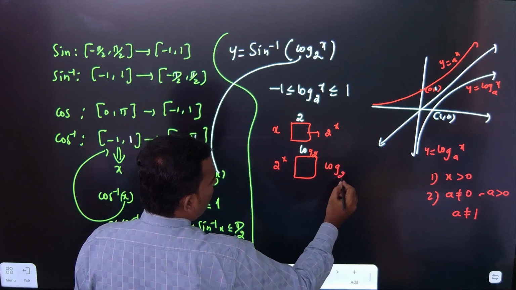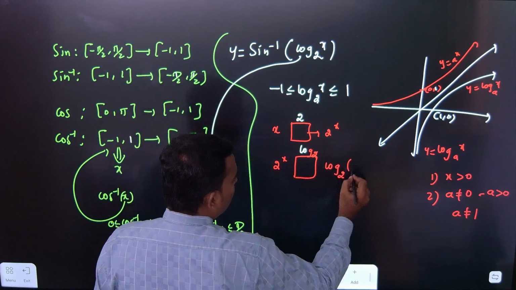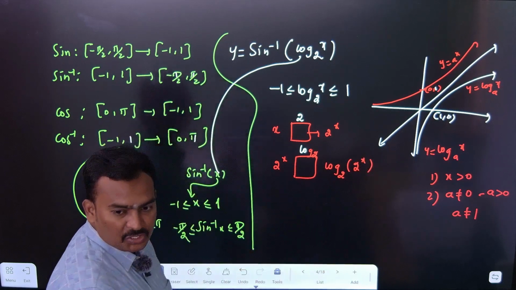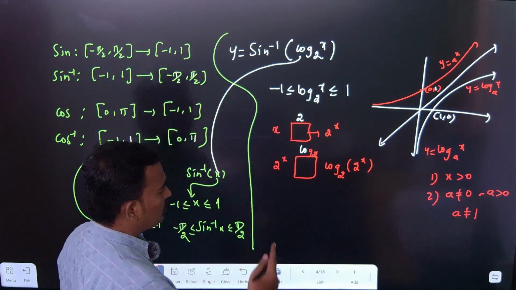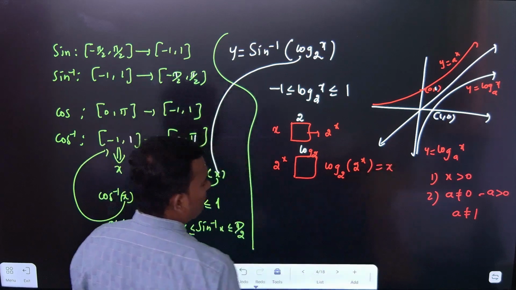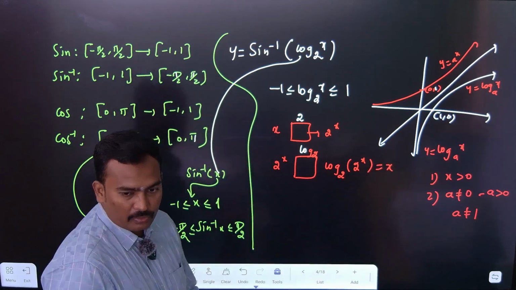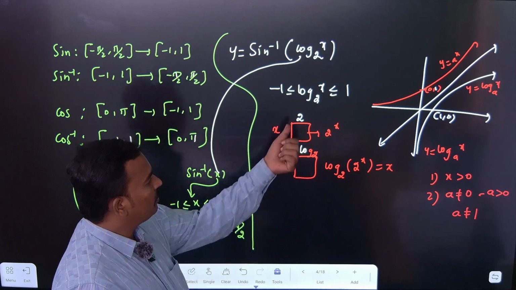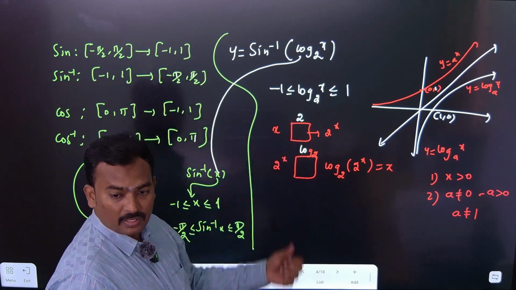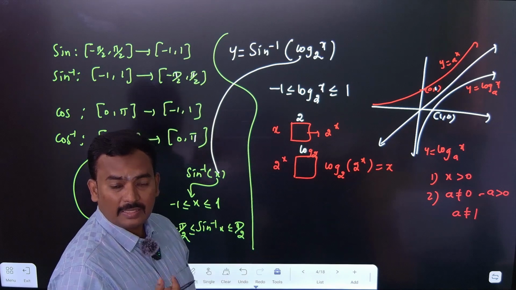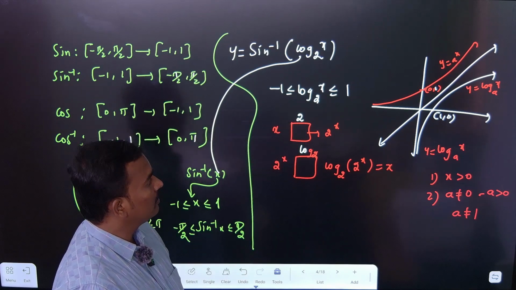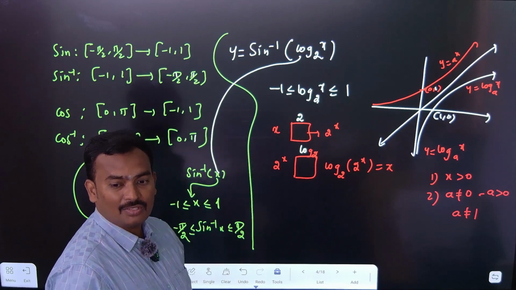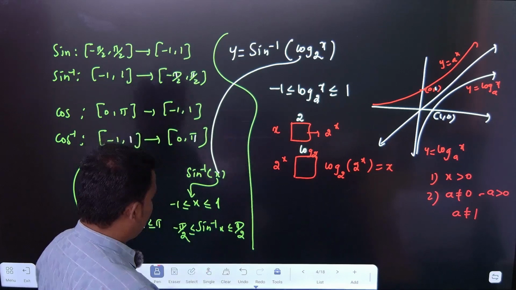Log base 2 is your operator. Your input is what? 2 power x. Now, the log 2 base 2 value is what? 1, right? So, 1 into x is x. Therefore, if 2 is there, log base 2 is the inverse. If 3 is there, log base 3 is the inverse. If e is there, log base e is the inverse. Understand? So, here we need to remove the log base 2. So, which is the inverse of the log base 2, right?